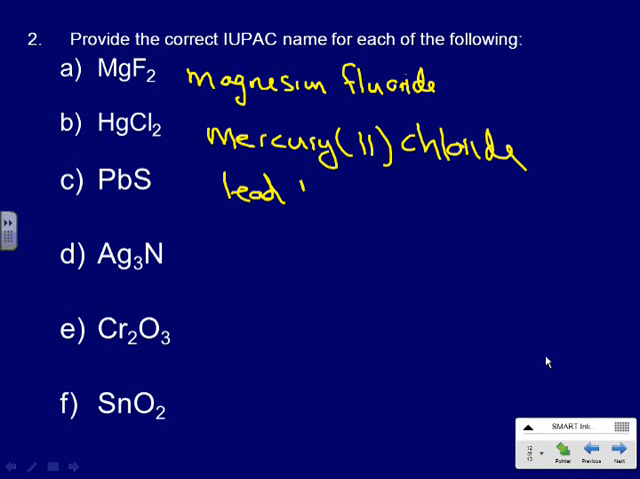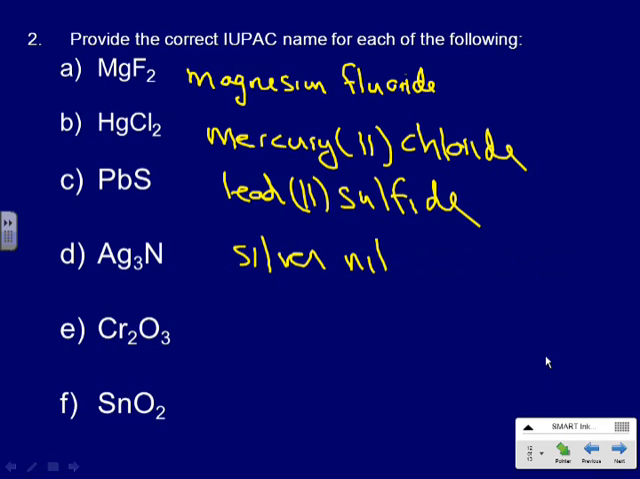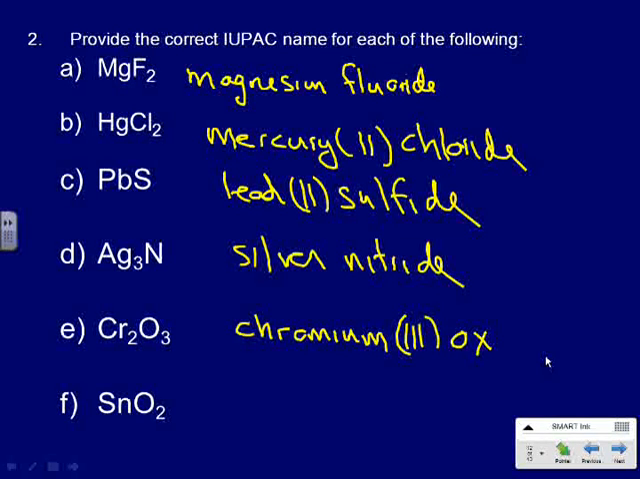Lead 2 sulfide. Next, William. Silver nitride. Silver nitride. All right. Next, go ahead, Janessa. Chromium 3 oxide. Yeah, I like it. Chromium 3. Sorry. Yeah. This is me. That was me. You're right.